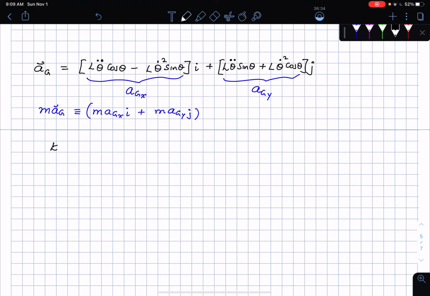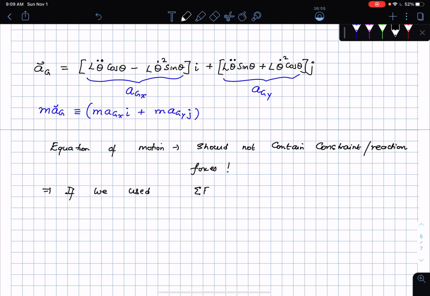Okay, I'm going to write this down. The equation of motion should not contain constraint or reaction forces. So if we used summation of forces on the free body diagram equal to m times AG, then this would include the pin supports at O. So this is not useful for us.